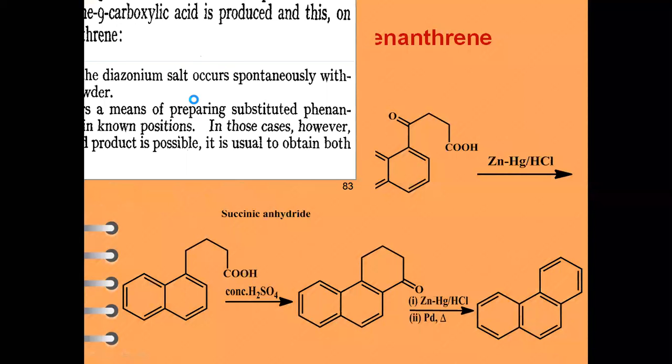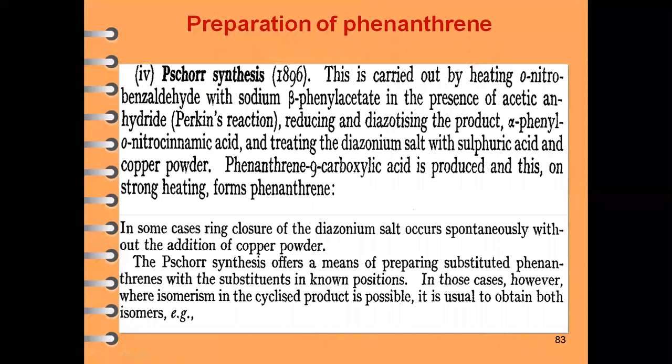Now, the second method for the synthesis of phenanthrene is the Pschorr method, in which the P is silent, that is the Pschorr synthesis or Pschorr method. This method is carried out by heating orthonitrophenaldehyde.